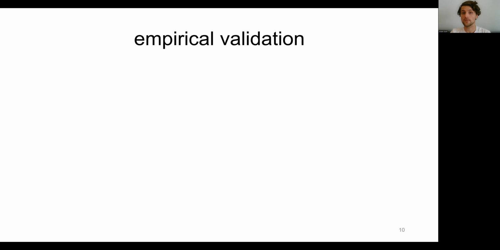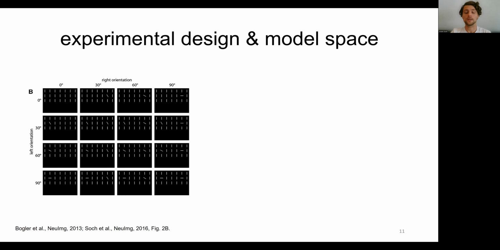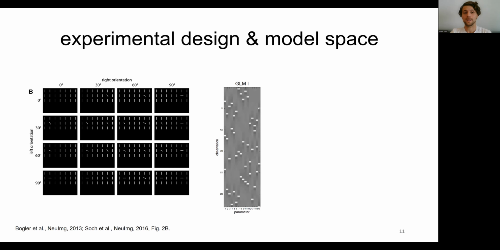We use a visual fMRI dataset for empirical validation. In this experiment, subjects were looking at such a grid of bars, and in each trial, one bar on the left and one bar on the right were rotated relative to the others by 0, 30, 60, or 90 degrees. So this gives a 4x4 categorical design. And the most straightforward way to model this would be a categorical GLM with 16 regressors, one per condition.